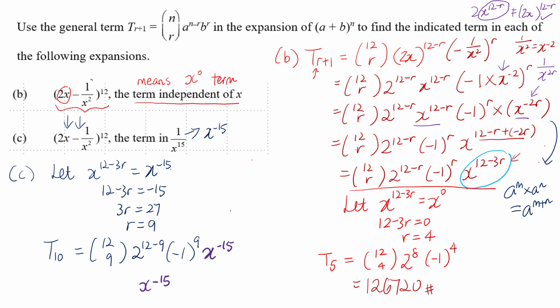Okay, so use the calculator to work it out. That will be 12 shift nCr 9 times 2 to the power of 12 minus 9 times bracket negative 1 bracket to the power of 9. And we have negative 1760. Right, so this is the term in x to the power negative 15. So this is how we use the general term to zoom into the specific term that we're interested in.